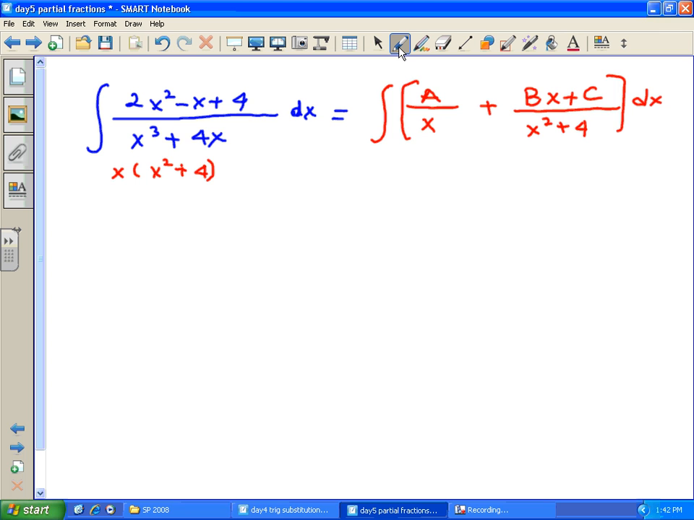Let's begin by getting common denominators. The first top and bottom must be multiplied by what? x squared plus 4. And the second top and bottom has to be multiplied by what? This x. So I'm not writing the bottom, but the bottom would be the product of x times x squared plus 4. That is the same bottom on the left-hand side, so I'm just going to let the numerators of both sides equal each other. And the numerator of the left-hand side is 2x squared minus x plus 4.